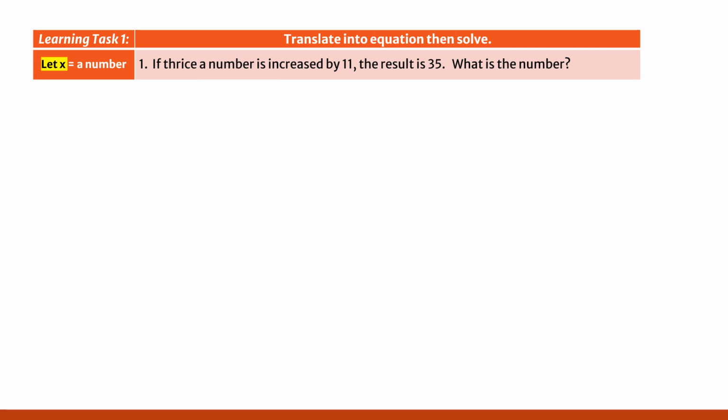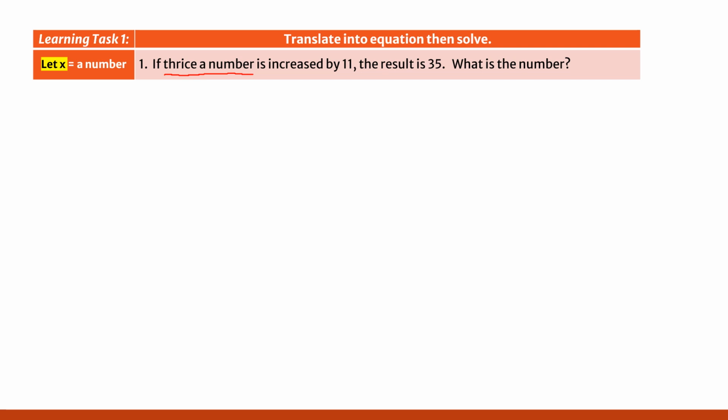So, at this point, i-let natin yung x being what? A number or an unknown number. Para na sa ganon, iisa ang variable o letter na ating gagamitin. So, to proceed, tingnan natin ang problem number 1. If thrice a number is increased by 11, the result is 35. What is the number?